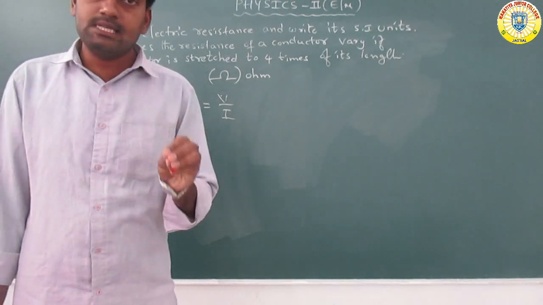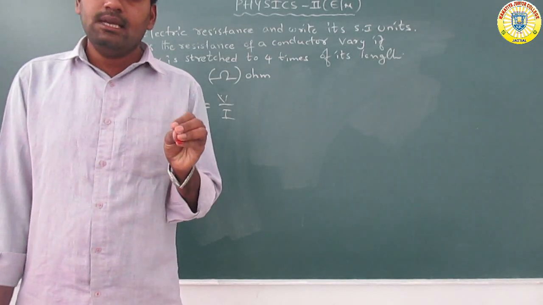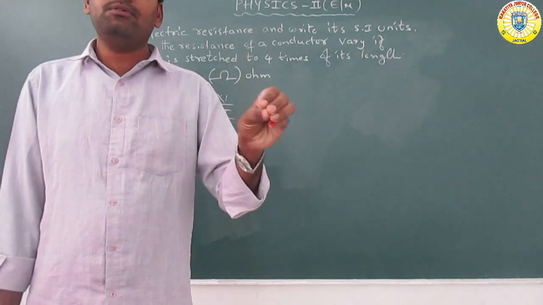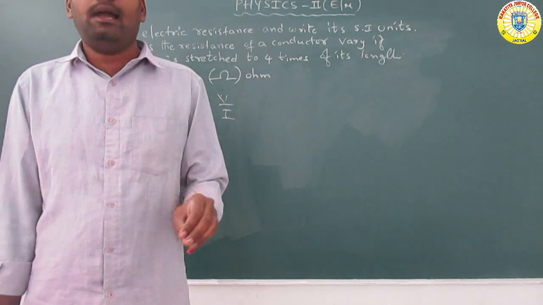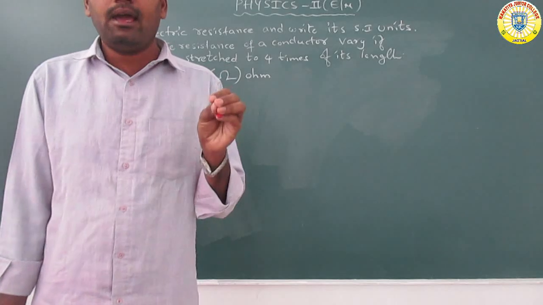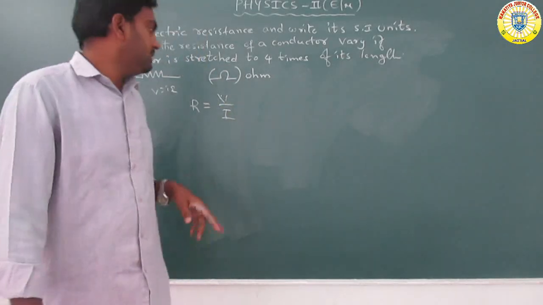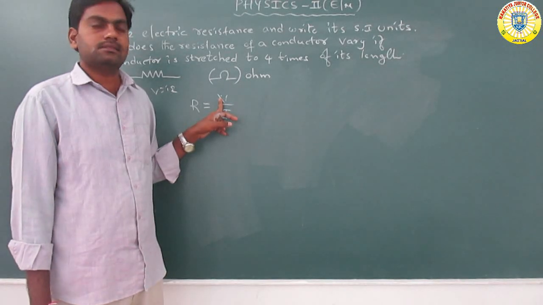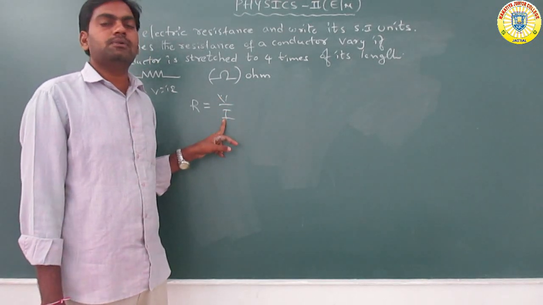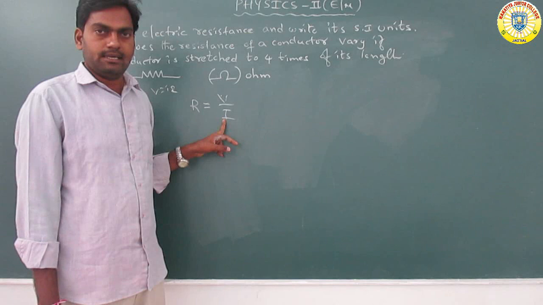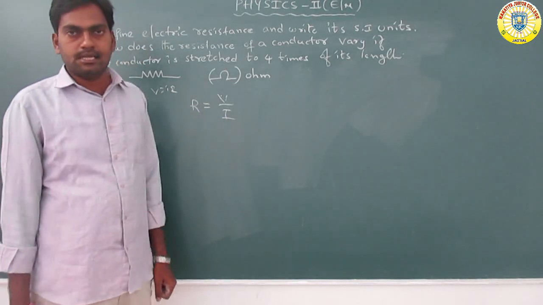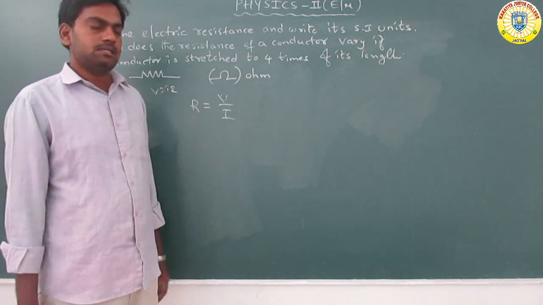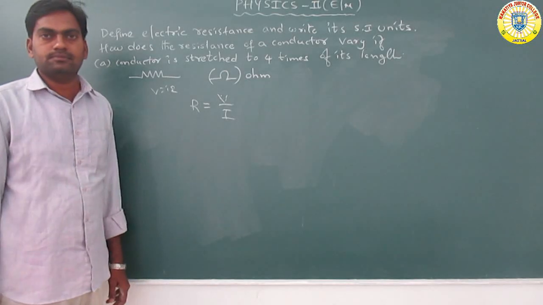What is the meaning of resistance? Resistance opposes the flow of free electrons, and it is also defined as the ratio of the potential difference to the flow of current through a conductor. It is measured in ohms, with its symbolic representation. So this, we got it.